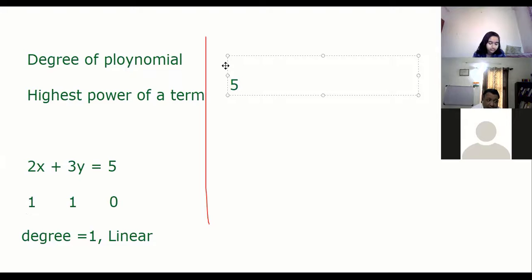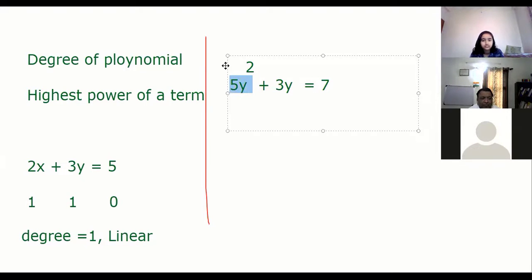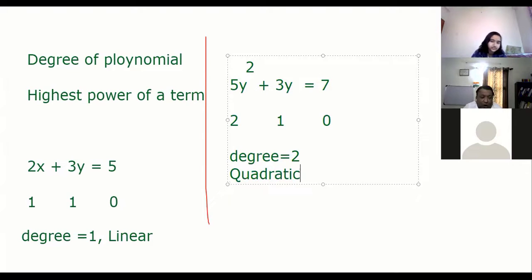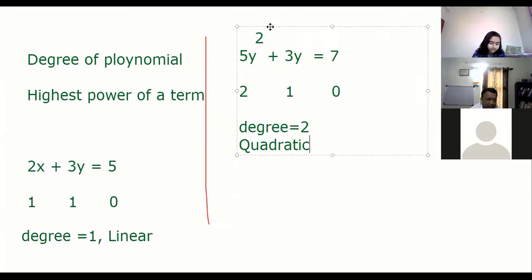Now, if I write 5y squared plus 3y equal to 7, a very important thing: what is the power of this term? 2. What is the power of this term? 1. The constant's power is always 0. What is the highest power? 2. So the degree is 2. When the degree is 2, we call it a quadratic polynomial. Everybody write this, so that it will be useful.